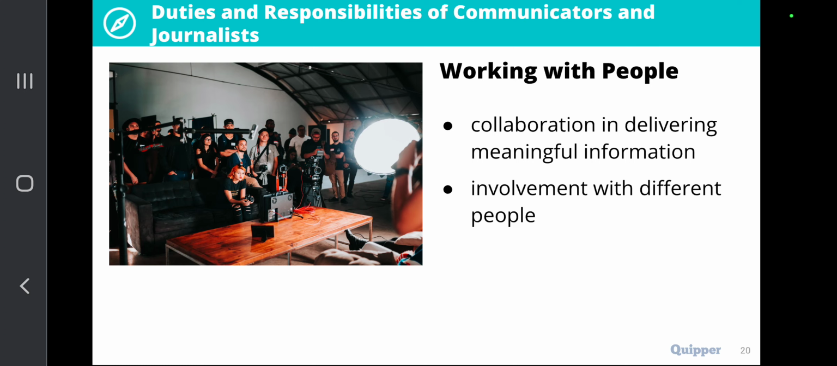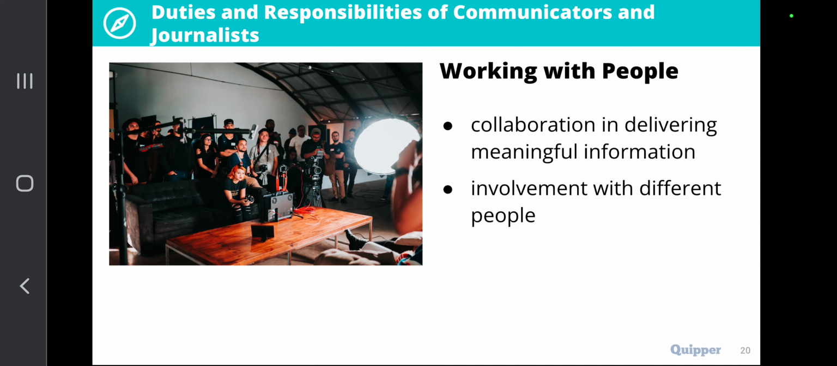meaningful information. Because if it is not delivered out of collaboration, nagpataka ra kag storya, then people will not draw any meaning out of the information that you have. That is why there is a need for you to be involved with different people. Whether it's good, whether it's bad, or whether it's awful, the involvement with these people is needed in order for you to be able to deliver meaningful information.